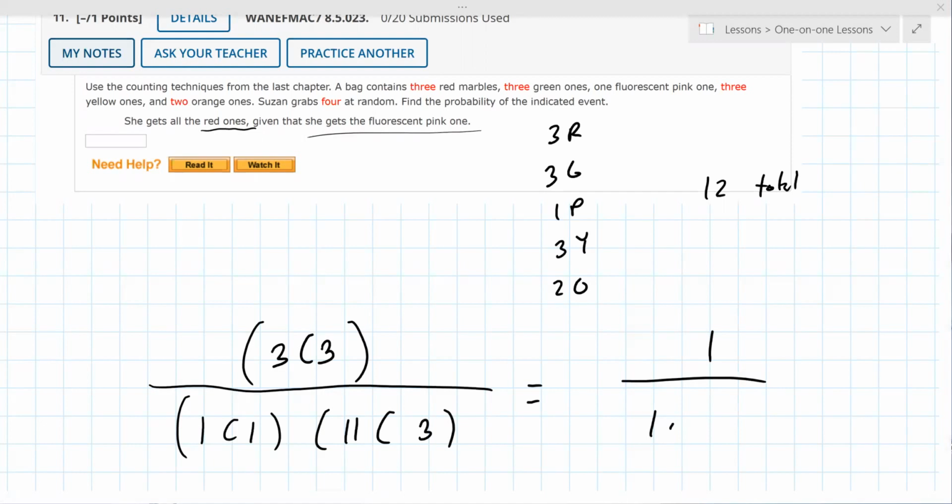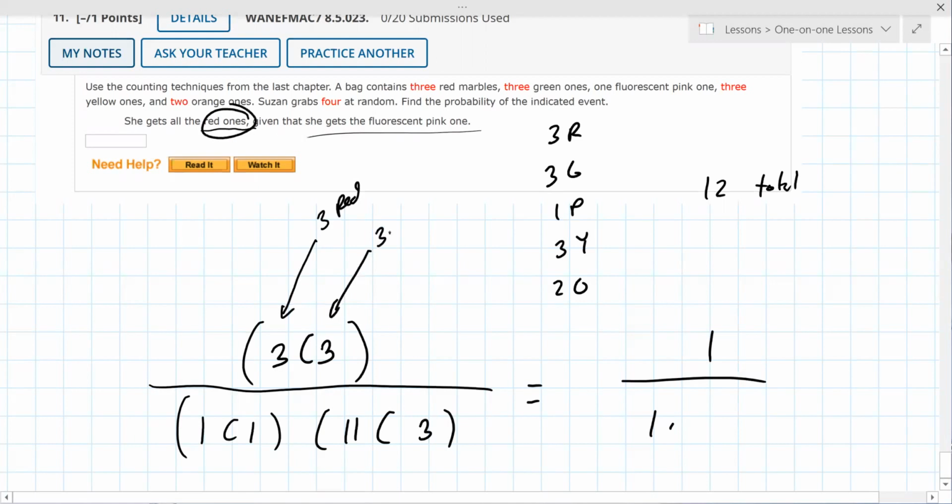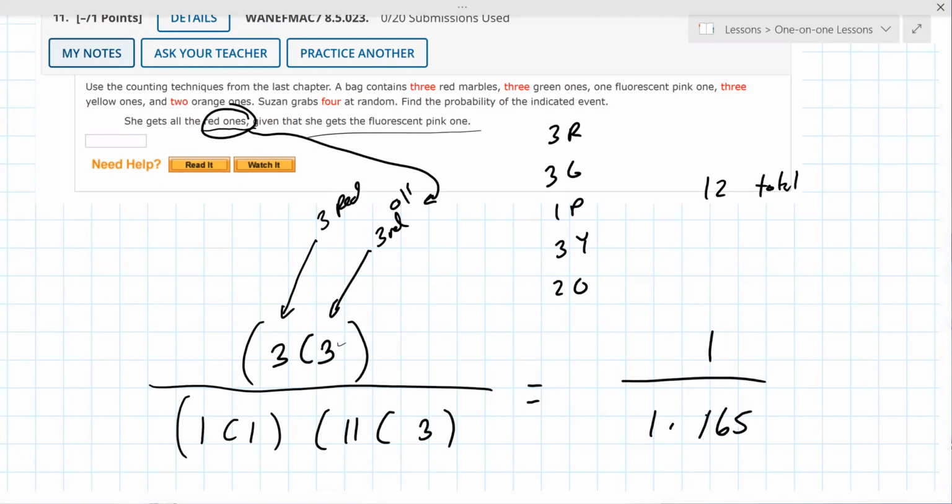Why is it 3 choose 3 again? So there's 3 red, and we want all the red ones. That means we have to get all 3 of them. If it said she gets 2 reds, we would put 2 there on the right, but we want all of them. All right, and so that's 1 out of 165. Hopefully that's right. It is. Okay.